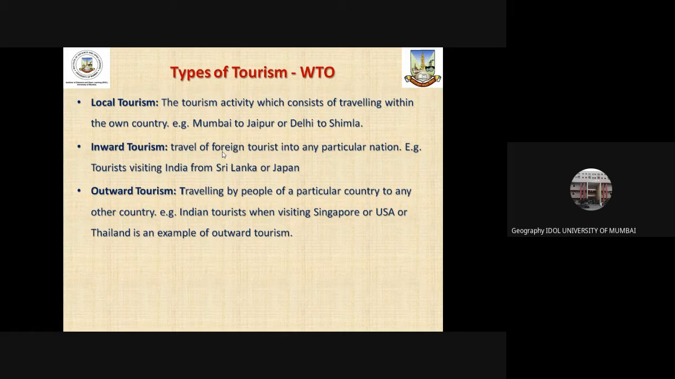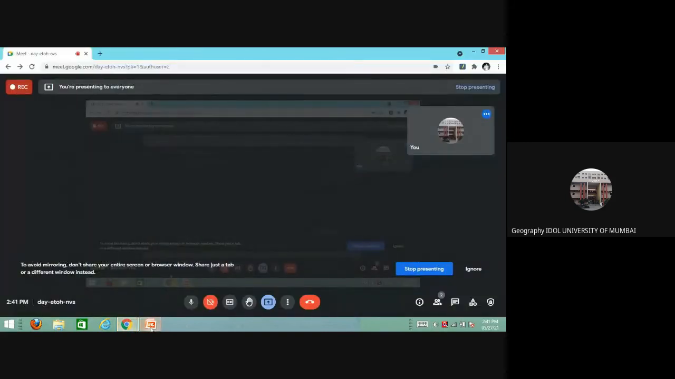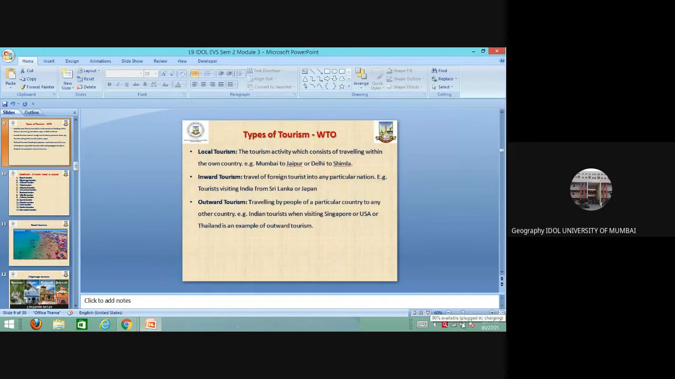May it be inward tourism or outward tourism, these are examples of international tourism, wherein the travel involved goes beyond the limit of the territory of our own country, for which one needs to have a visa and passport, and also a different currency to spend during their holidays at the destination country. So that's the difference between the different types of tourism based on the classification given by the World Tourism Organization.